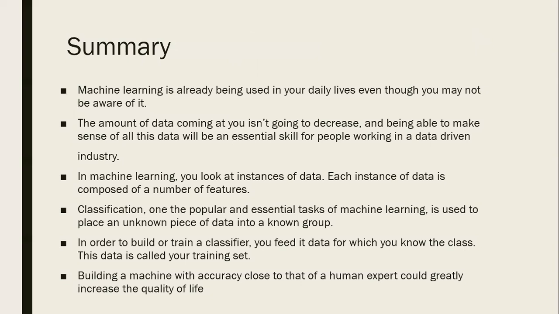Summary. Machine learning is already being used in our daily lives, even though you may not be aware of it. The amount of data coming at you isn't going to decrease, and being able to make sense of all this data will be an essential skill for people working in a data-driven industry. In machine learning, you look at instances of data. Each instance of data is composed of a number of features. Classification, the popular and essential task of machine learning, is used to place an unknown piece of data into a known group. In order to train or build a classifier, you feed it data for which you know the class. This data is called a training set.